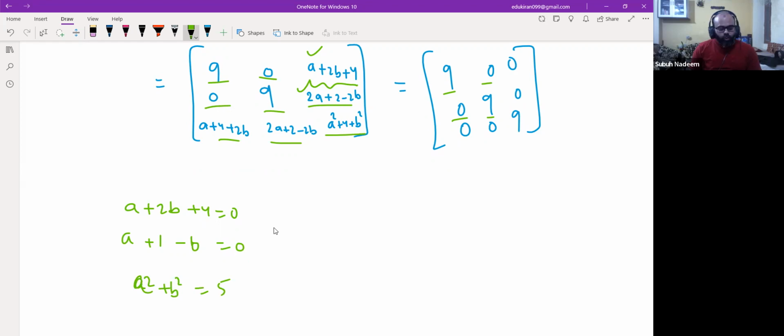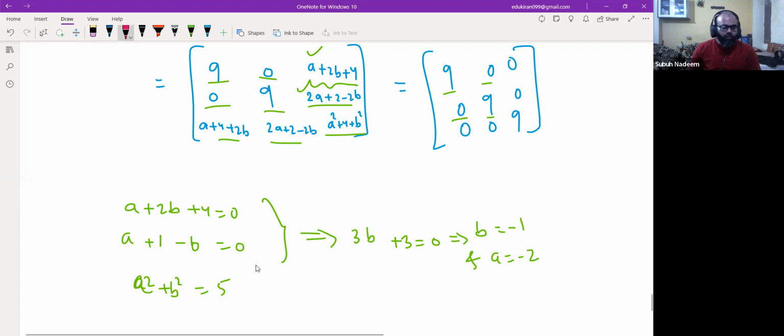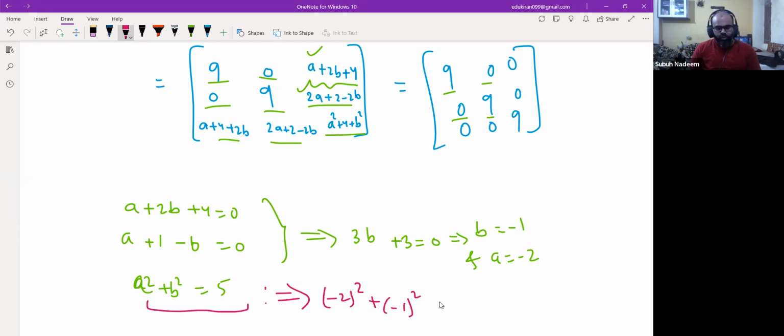So now if you solve these two, so subtract them and you will get 2b plus b, 3b, and 4 minus 1, 3 is equal to 0. So b will be minus 1, and when b is equal to minus 1, a will be minus 2. But one last thing you need to do, because it may be possible that it may not satisfy the last equation. So you have to do that also. But here it is satisfying it. So a square is minus 2 square, b square is minus 1 square. So it is 4 plus 1, 5, which is 5.